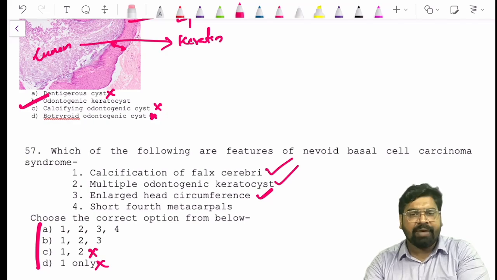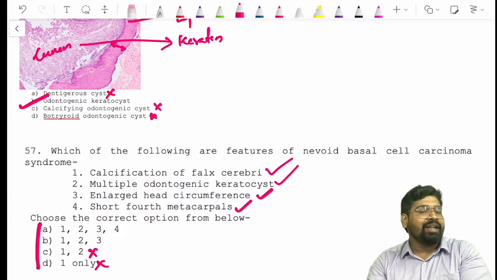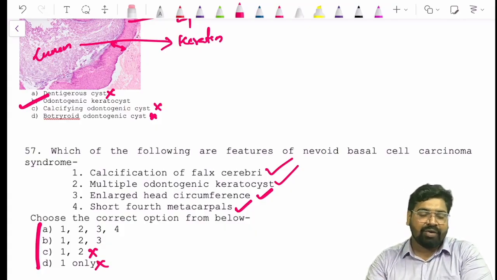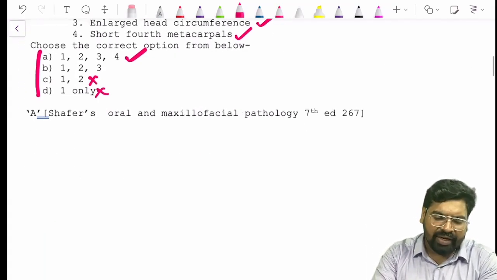Short fourth metacarpals, yes, it is short fourth metacarpals. We have discussed this syndrome in our videos. In the syndrome, yes, 1, 2, 3, and 4, all four are answers. So option A. Okay, that's it.